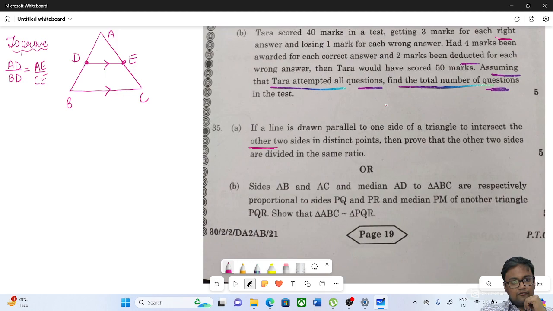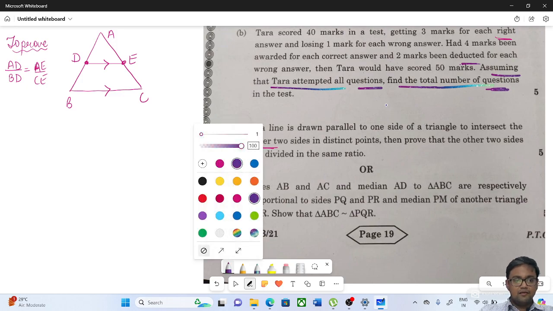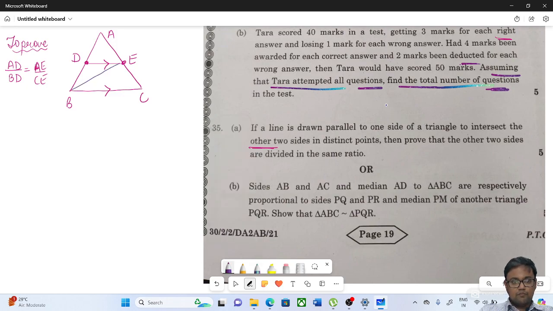You have done it a thousand times before, preparing for your board examinations and going for your school examinations, right? So this can be done quite easily. Some construction has to be done. BE and DC have to be joined. A perpendicular should be dropped from E on AD and from D on AE. Let us say the perpendicular intersects AD at X and AE at Y, right?